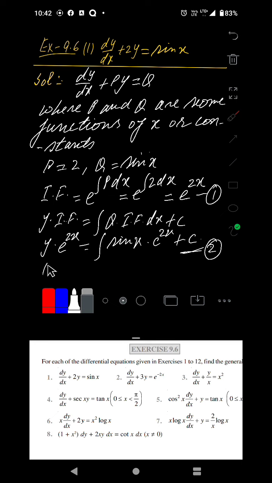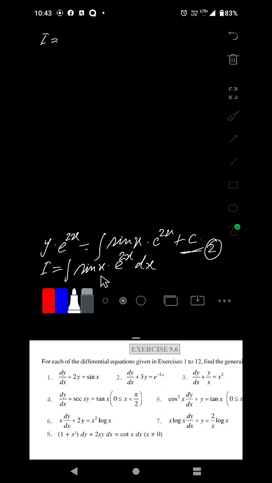Now let us assume I is equal to integral sine x into e raised to the power 2x dx. Proceeding from this step, obviously this is the case of integration by parts. Considering sine x as first function and e raised to the power 2x as second function, we are going to integrate by parts. By the algorithm of integration by parts, first function as it is into integral of the second function, which is e raised to the power 2x. So integral of e raised to the power 2x will be e raised to the power 2x upon 2, minus integral as a whole, differential of first function, that is differential of sine x, which is cos x, into integral of the second function, which is e raised to the power 2x upon 2, dx. This is integration by parts.